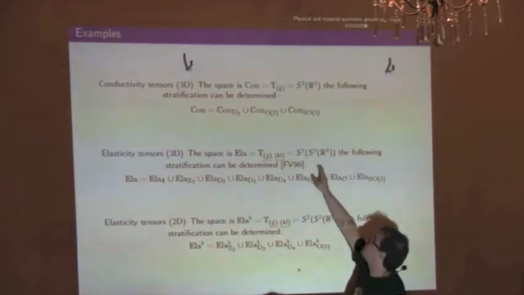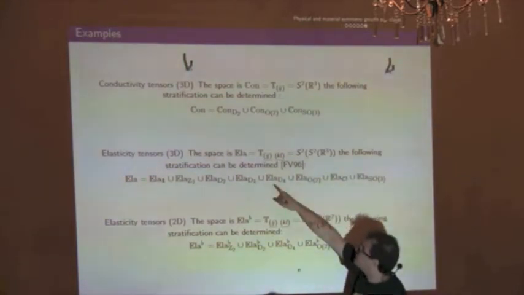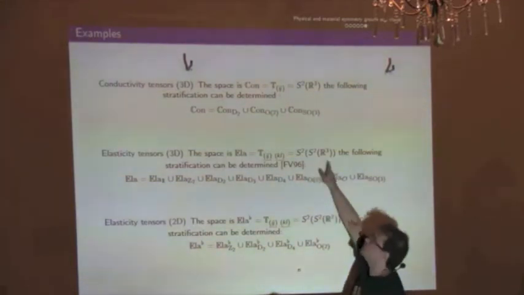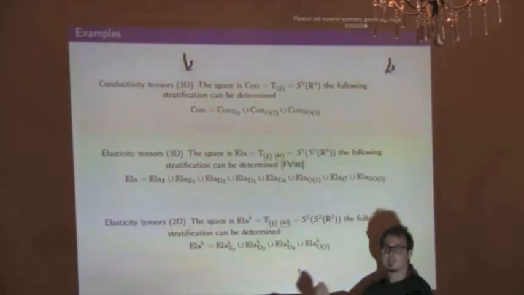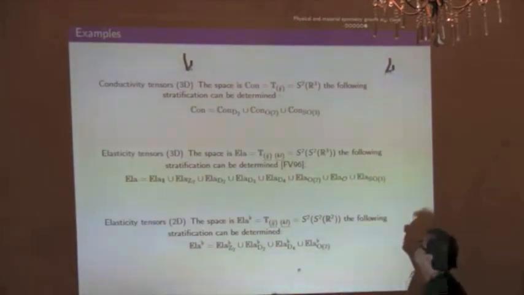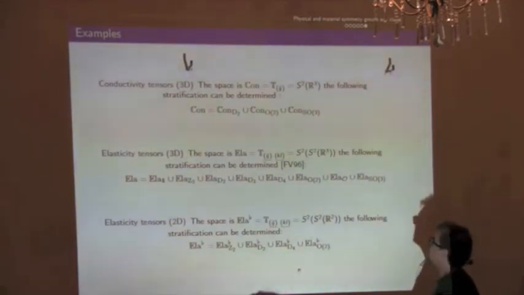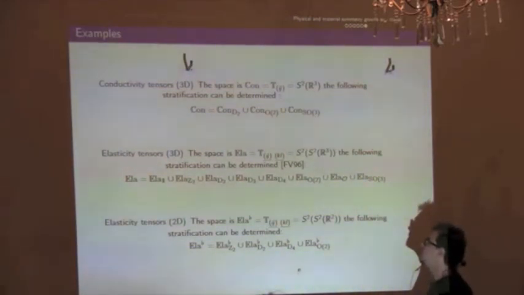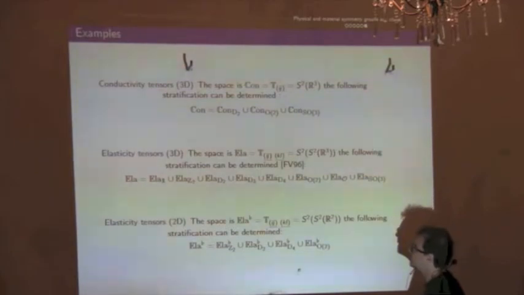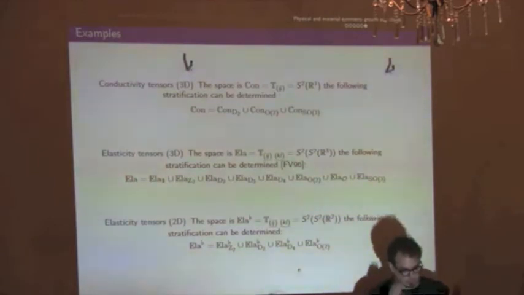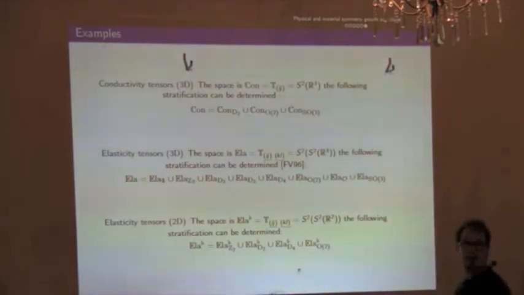As a result, from the first part of my lecture, we know that the elasticity tensor can be constructed as S2, the symmetric product of S2 of R3. I take the space of strain tensors, and I take the symmetric product due to the hyperelasticity. So a non-trivial result obtained by Forte and Vianello in 1996 is that this space can be decomposed exactly into 8 strata.